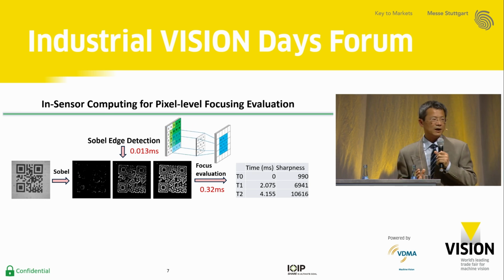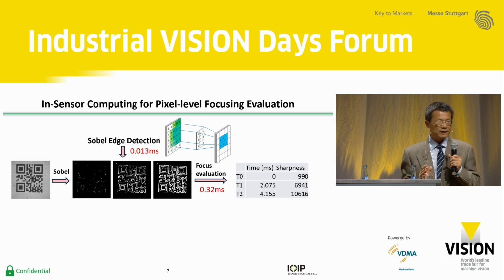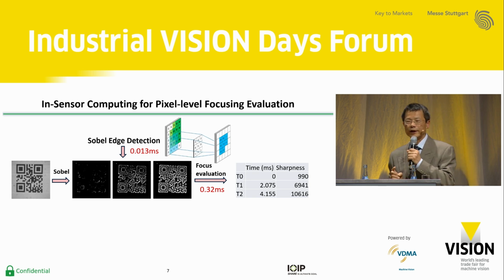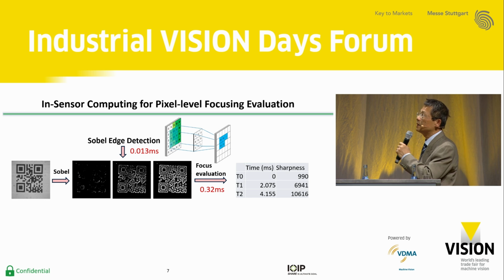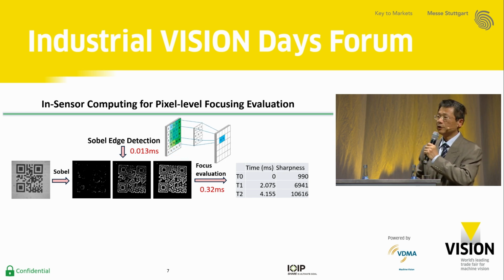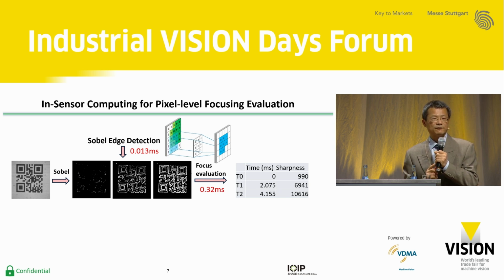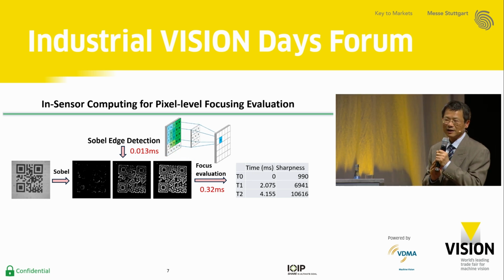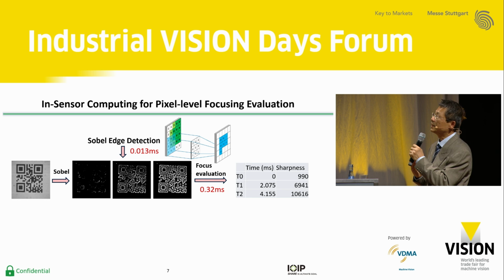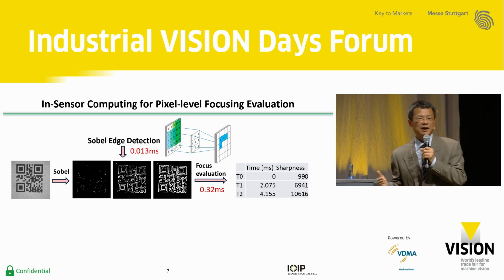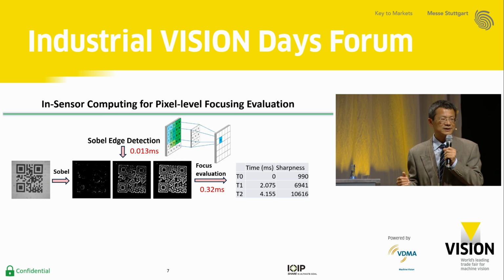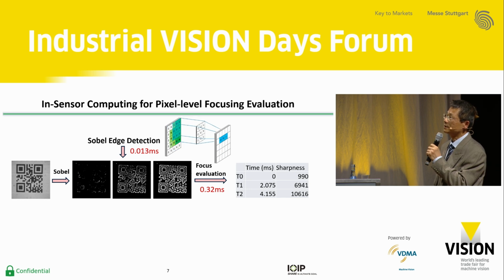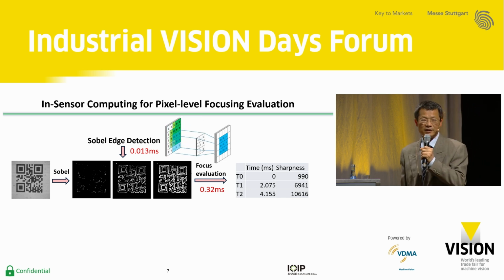Because of the pixel level computing, we can implement a lot of algorithms, and we can find out which algorithms are really suitable for a pixel level computing sensor. Here we are going to introduce two kinds of applications that our customers are usually using. The first is edge detection. Just as I showed on the previous page, when we get the image, we can do the edge detection immediately.